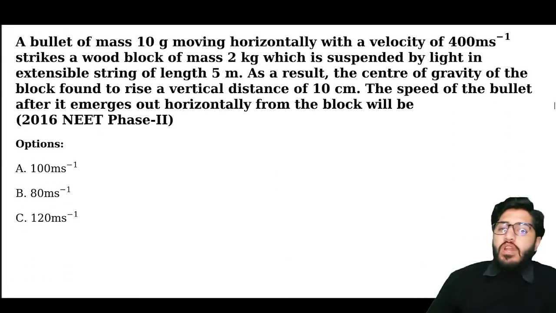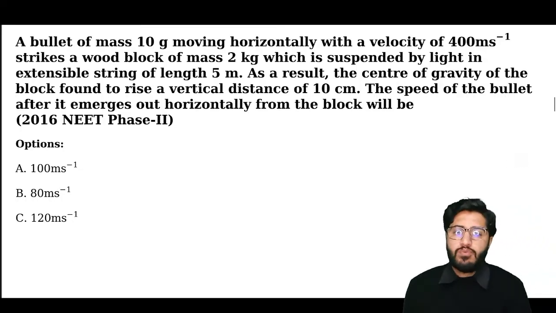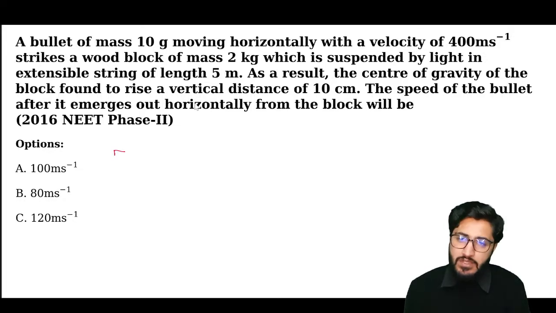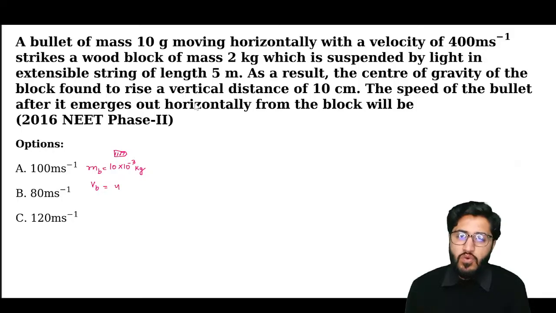Okay. A bullet of mass 10 gram moves horizontally. So if we have here a bullet, its mass is equal to how much? 10 gram. This is 10 into 10 to the power minus 3 kilogram. And its speed, the speed of the bullet, is how much? It is 400 meters per second.